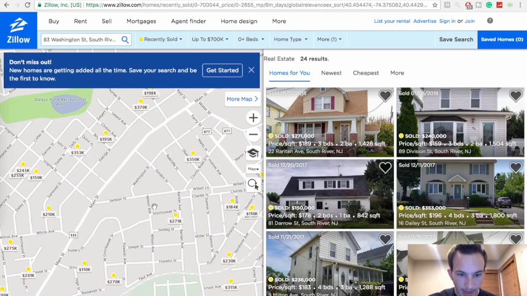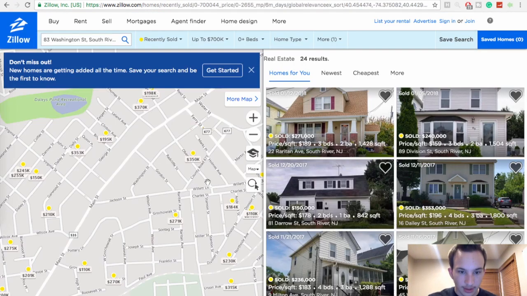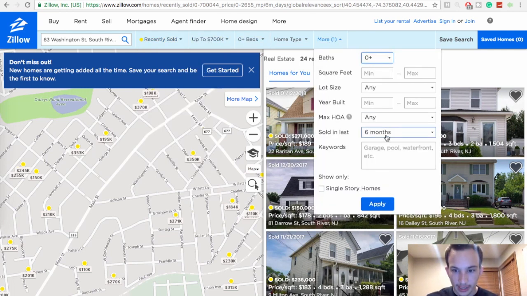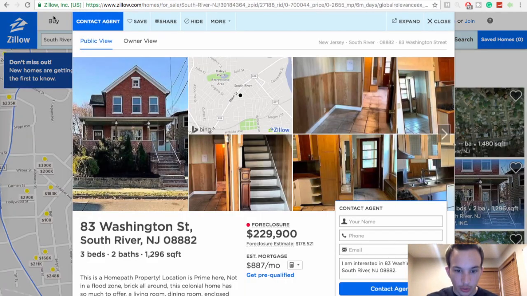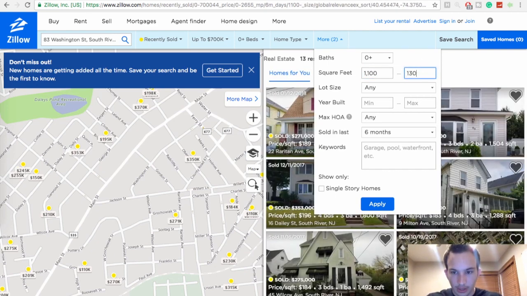Now, what you can do is, I came over here. The house is located right here. This is 3 beds, 2 baths. You want to hit recently sold. Then you want to come over here to more. You want to hit sold in the last 6 months. You want to do square feet, and match the square feet pretty close. I would do 1,100 to 1,300.